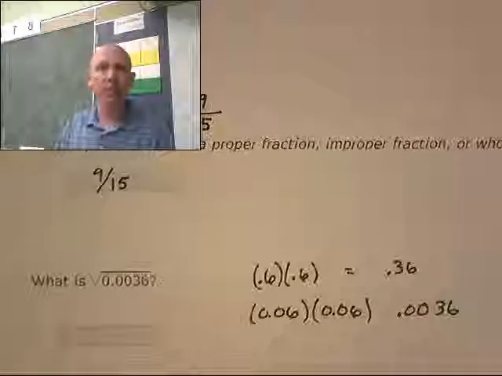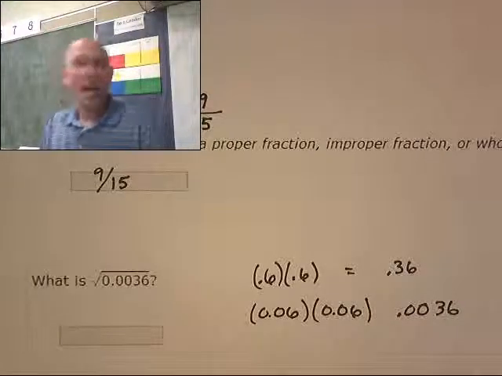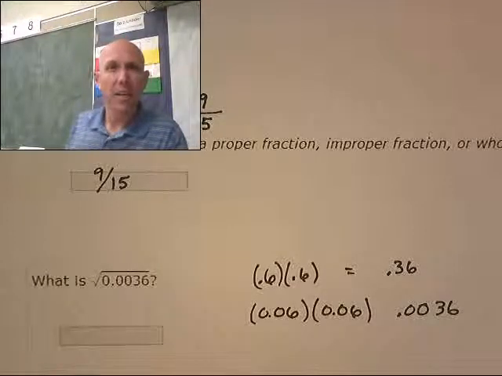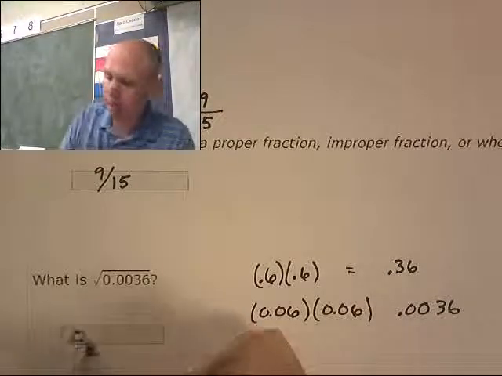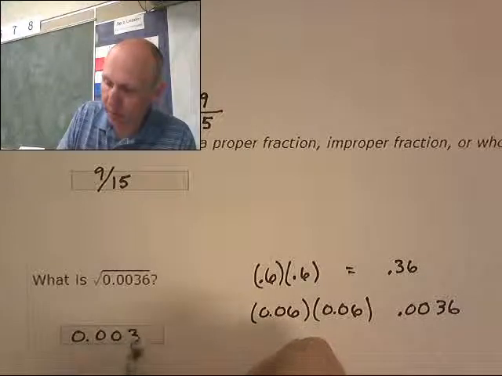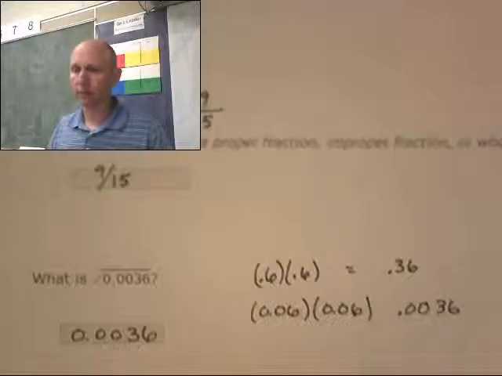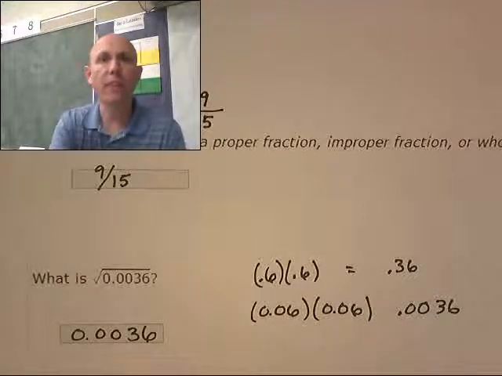Hey, once again, you can't see it. That matches up. So I know the answer is going to be a 6 and a 6, but then I have to figure out my decimals. So it's going to be 0.0036. All right. Thanks for watching.